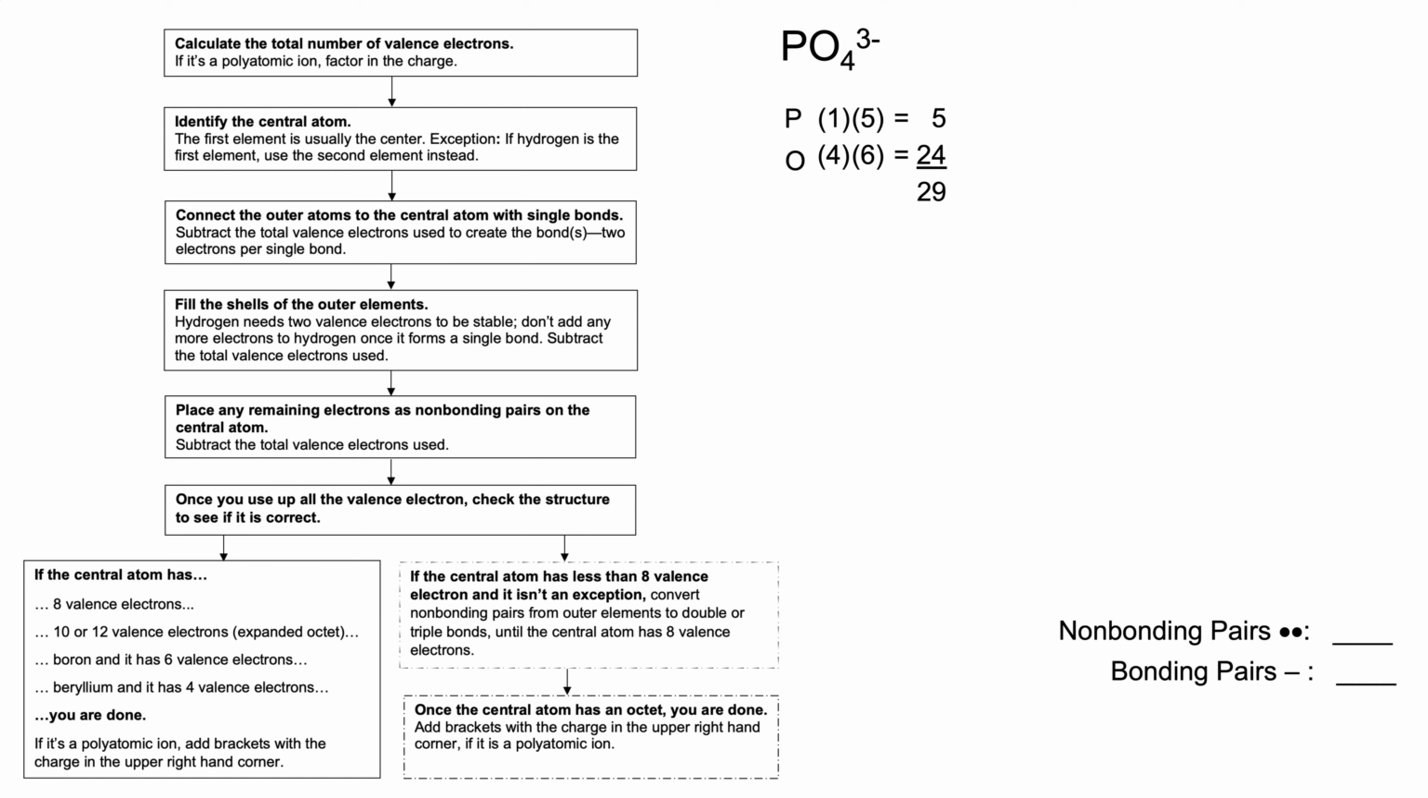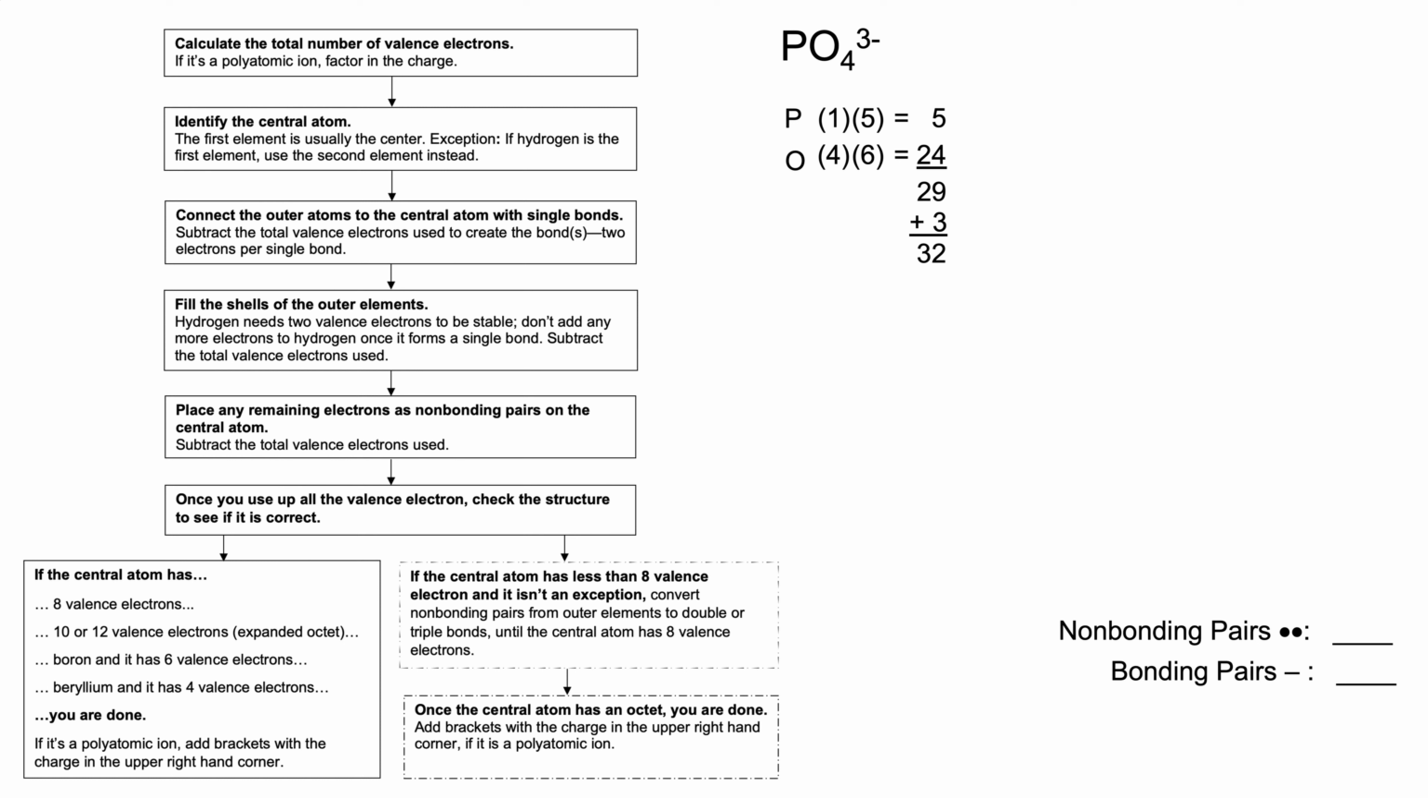Since it's a polyatomic ion, phosphate's charge is -3. I need to factor in that charge to the inventory. I'm going to do the opposite of whatever the charge is, so I'm going to add 3 to give me a total of 32 valence electrons.